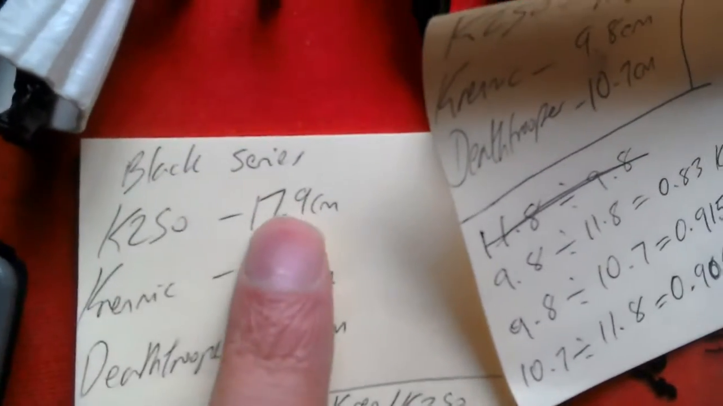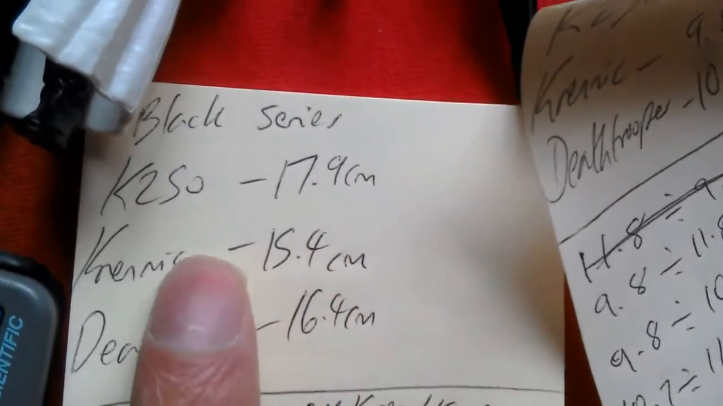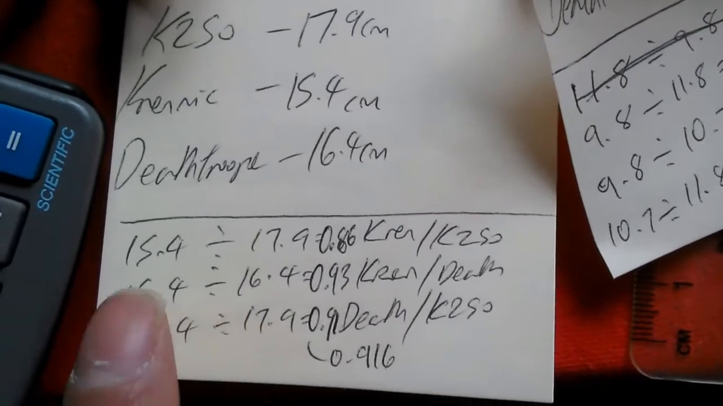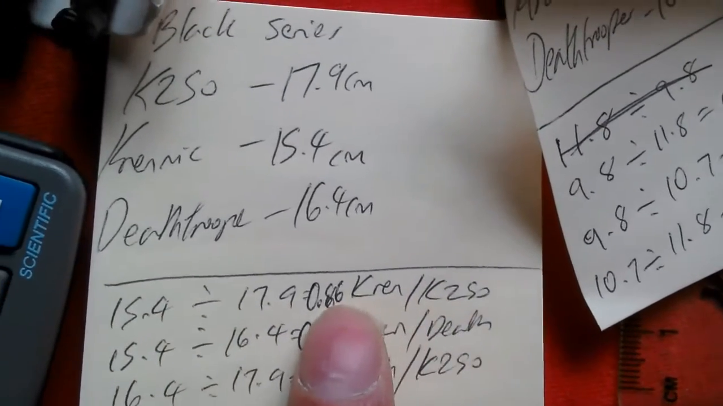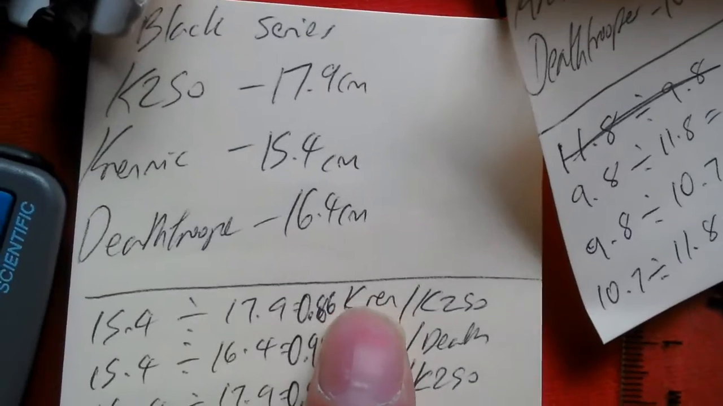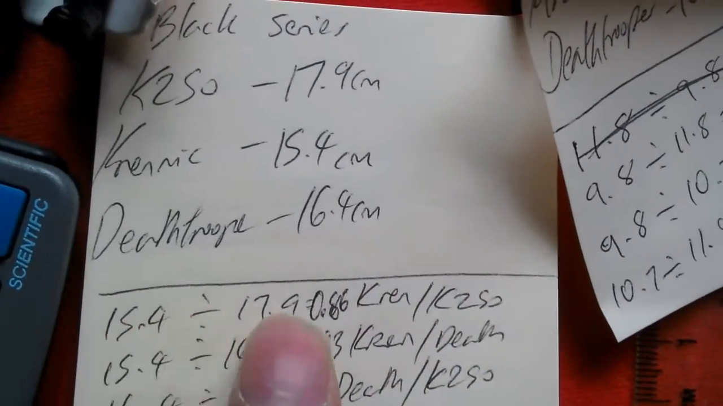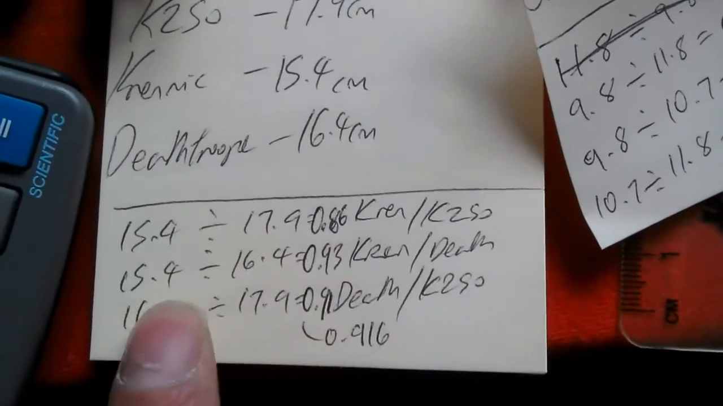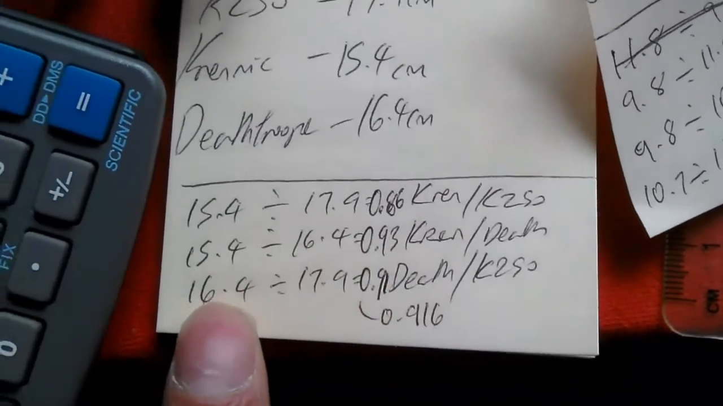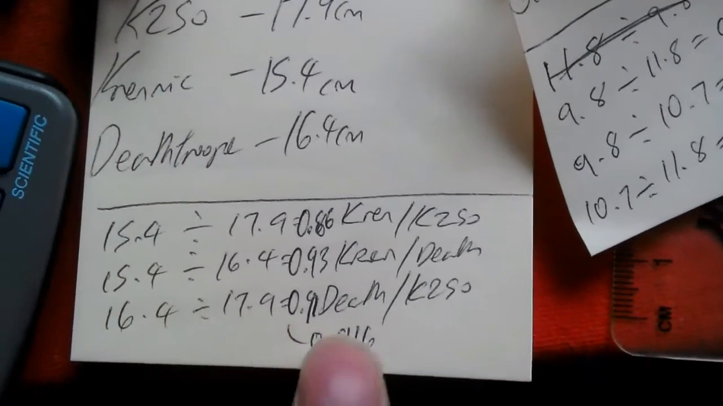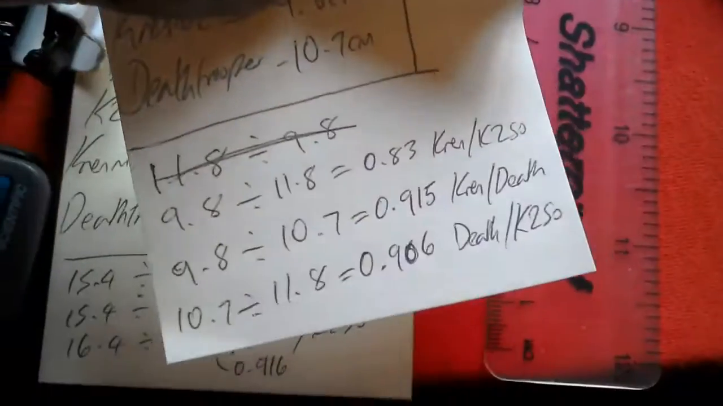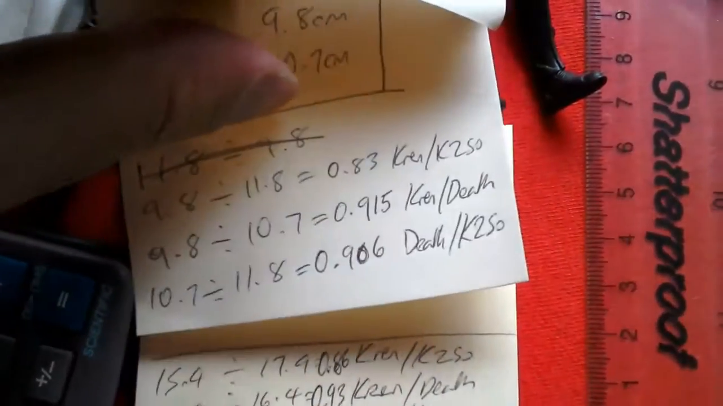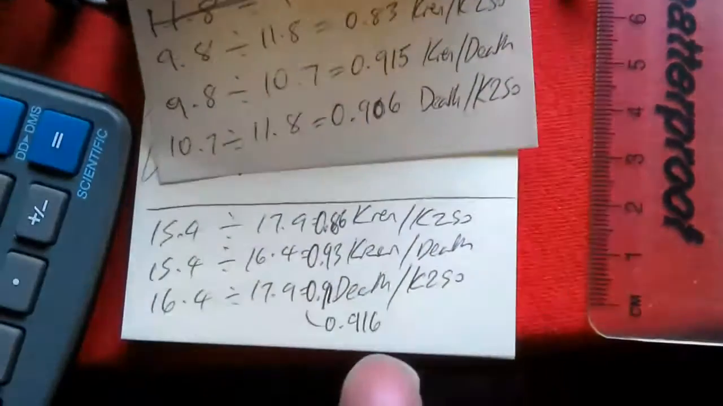So the K-2SO is 17.9 centimeters. He was hard to measure. Krennic was 15.4 centimeters, and the Deathtrooper was 16.4 centimeters. And then the results you get when you measure is, you take the smaller number, divide it by the bigger number. So Krennic's 15.4 divided by the height of K-2SO and the height of the Deathtrooper. Then the height of the Deathtrooper divided by the K-2SO, and that gives you the results there. And then I've already done it for the 3.75 figures. So now what you're going to look for is how close these results match.